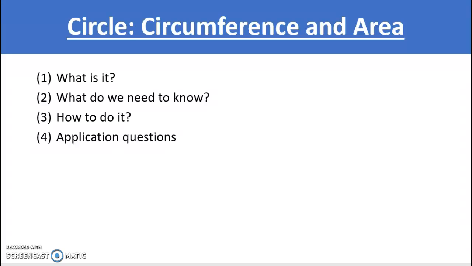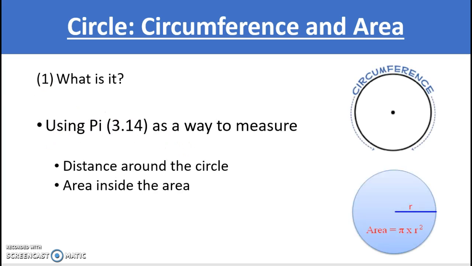This video is on circle, circumference, and area. We're going to look at what is it, what do we need to know, how to do it, and some application questions. To start you off, what is it? Well, it really is consisting of you using pi, which is the number 3.14, as a way to measure two things: one, the distance around the circle, and then the area inside the circle.